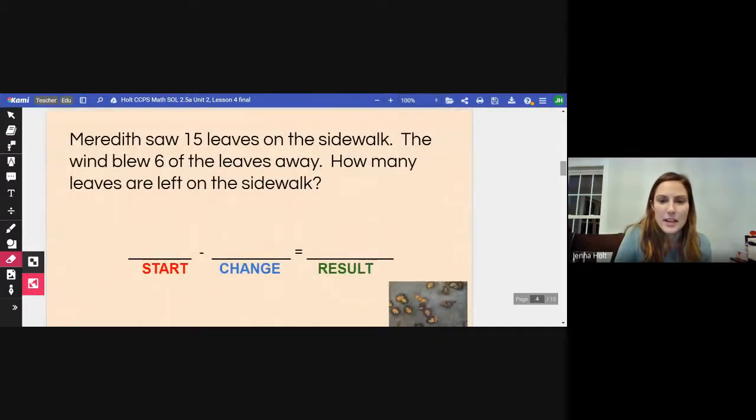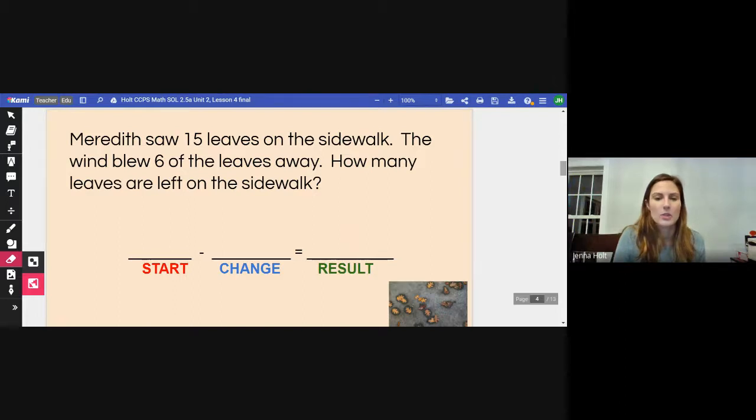All right, well, let's go ahead and practice with a word problem. So, boys and girls, as I'm working through this and reading, I want you to read with me. Meredith saw 15 leaves on the sidewalk. The wind blew six of the leaves away. How many leaves are left on the sidewalk?